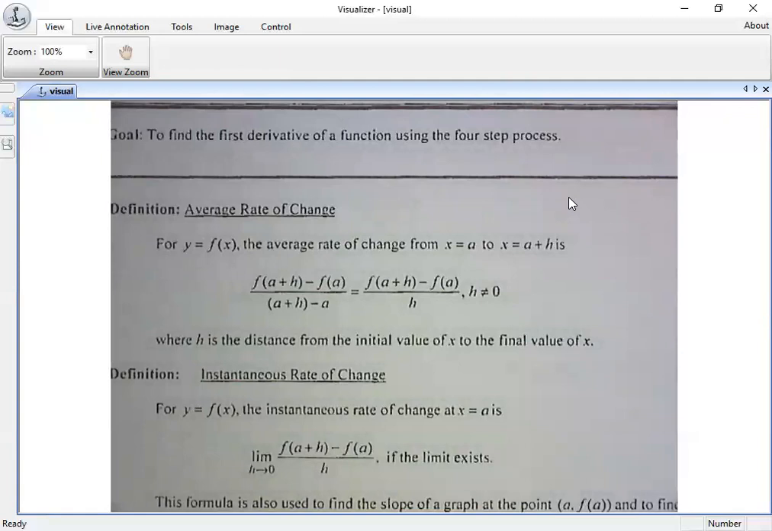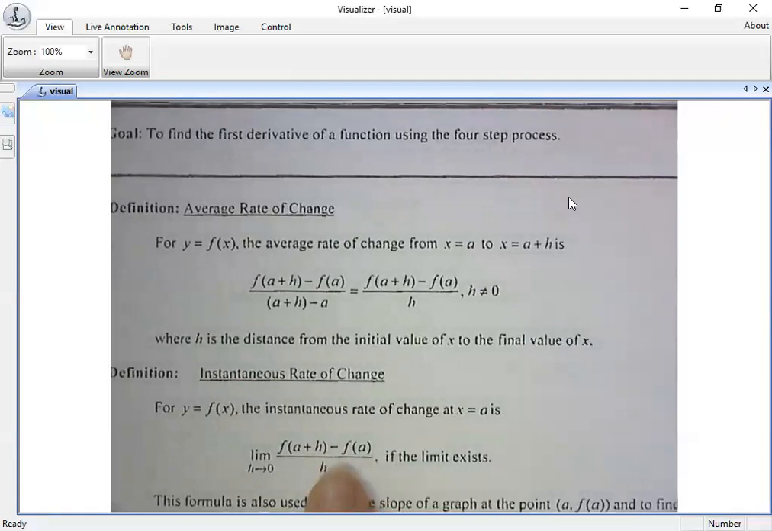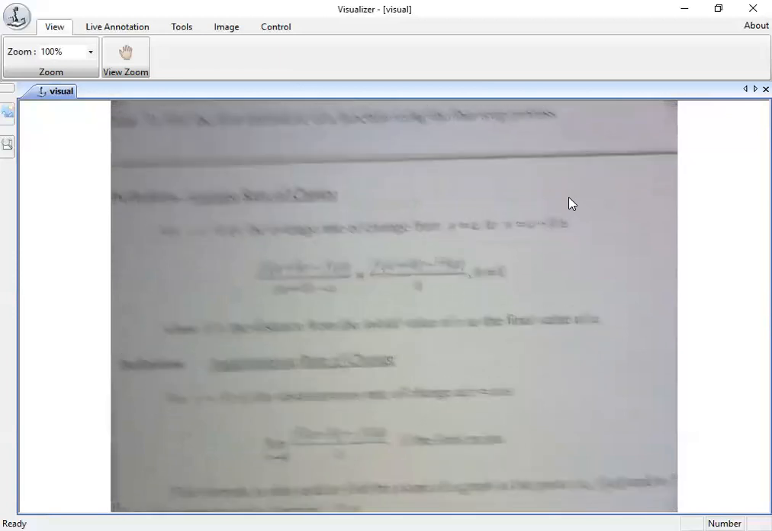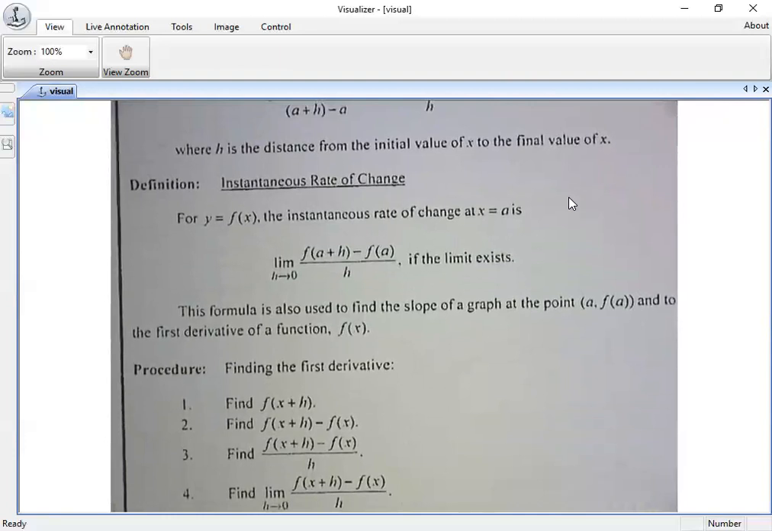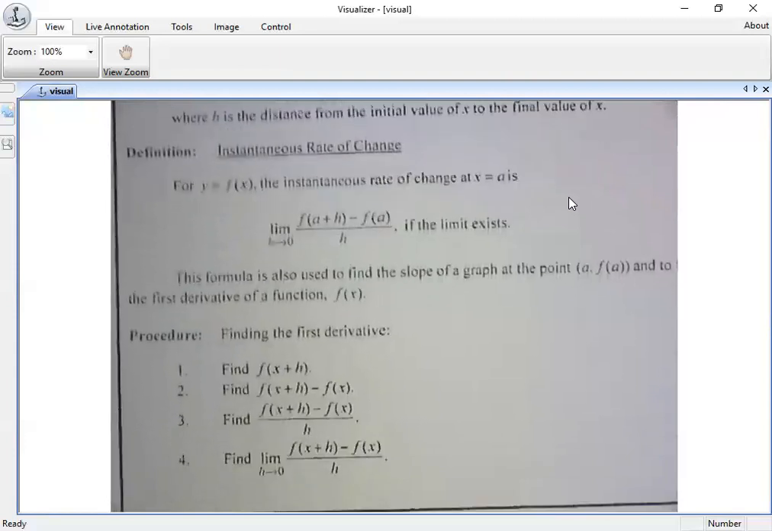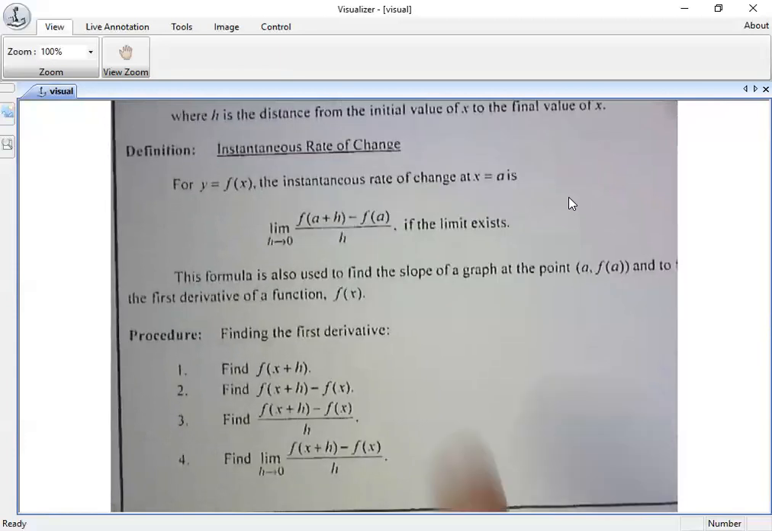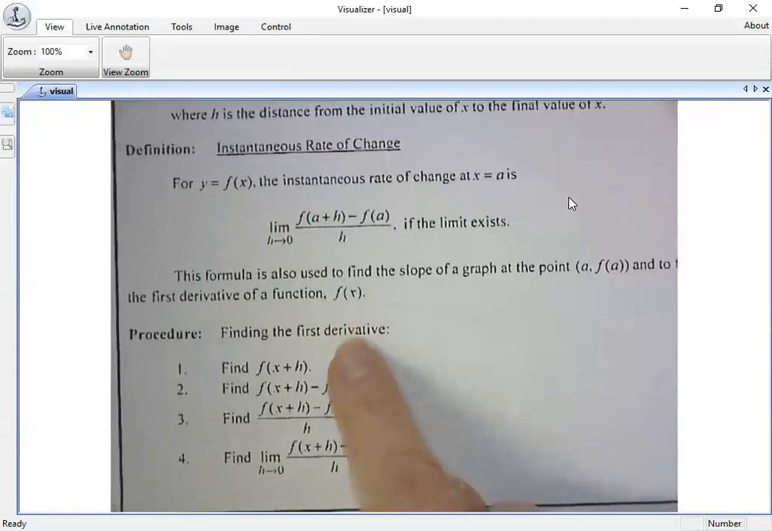So guess what we'll end up doing? We'll take this formula we just figured out, and we're going to find the limit as h approaches 0. That's how you can calculate the derivative, or the rate of change that's instantaneous for any point on a function. So even if it's a curve, I can calculate it. Now, these are going to be the steps that we go through. It's called a 4-step process.